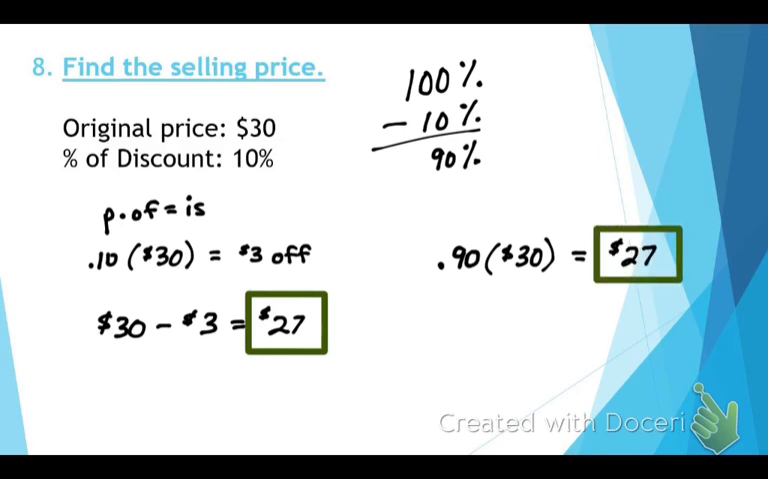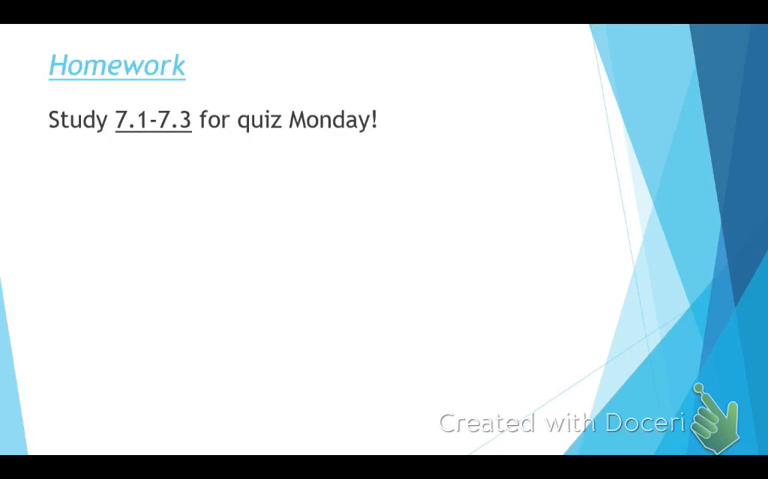0.90 or 0.9 times the original amount, and that will give you the answer in one little step, that it's $27. I do not care which way you do it on your quiz on Monday, but you need to get the correct final answer. As I said, your quiz is on Monday over 7-1 to 7-3.